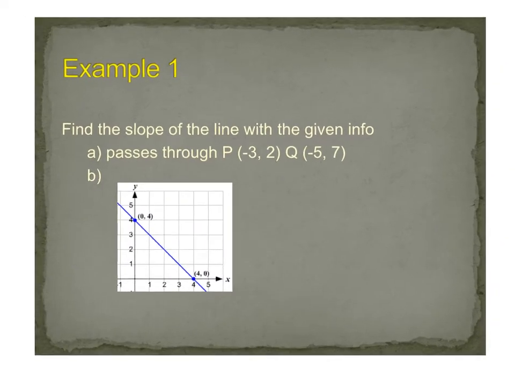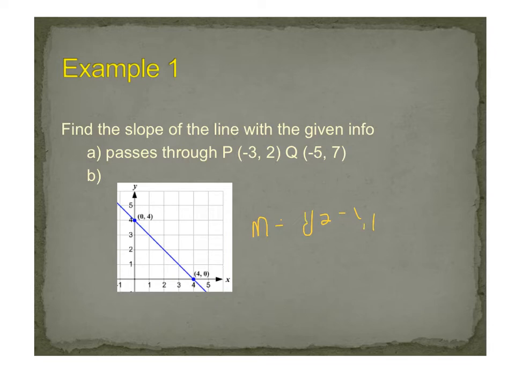Okay. Find the slope of the line with the given information. If they just give you 2 points, guys, what formula do you use to find the slope? The slope formula. So slope equals y2 minus y1 over x2 minus x1. Don't get hung up on which one's the second one, which one's the first one. Whatever number you start with in the first ordered pair, start with it. Then start with x, the same thing.